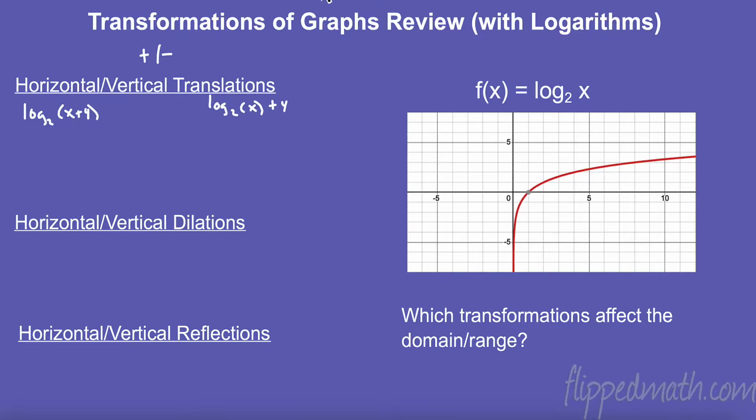Let's see what the difference is. The difference is on this one, the very first one, I'm going to shift it. The opposite of plus 4 is to the left 4. So now I have a new asymptote. That's the first thing I always shift. My asymptote was at 0. Now it is at x equals negative 4. And I'm going to shift this point back 4 units as well.